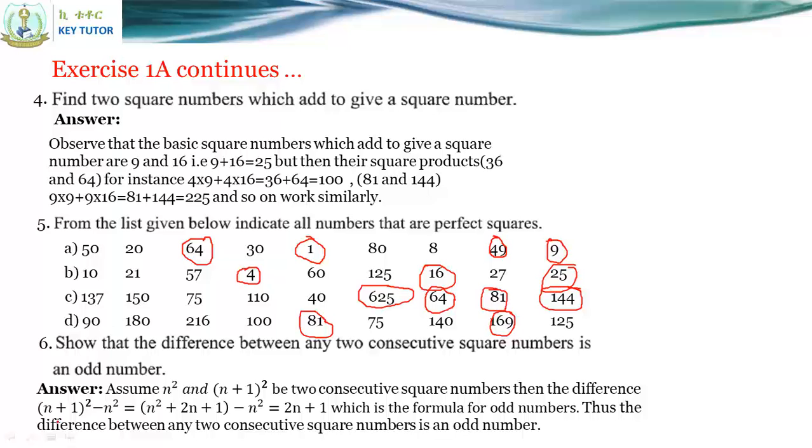Now n plus 1 squared minus n squared is n squared plus 2n plus 1 minus n squared. Then this becomes 2n plus 1, which is the previous formula. n squared cancels with n squared, and what remains is 2n plus 1, which is the formula for odd numbers. If you give it 1, it becomes 3. The second difference is 5, and so on and so forth.